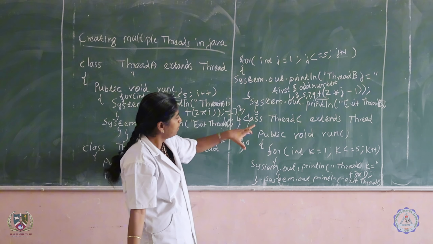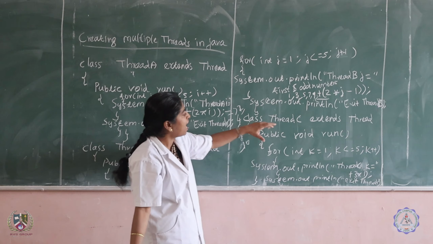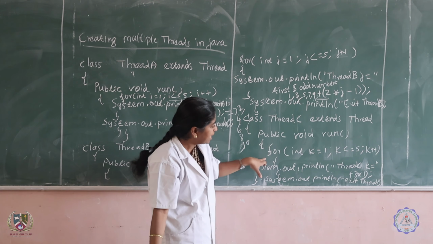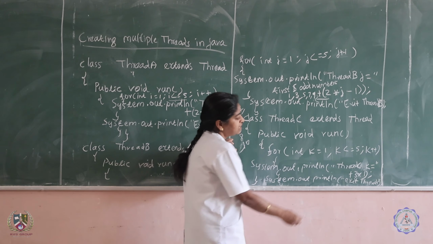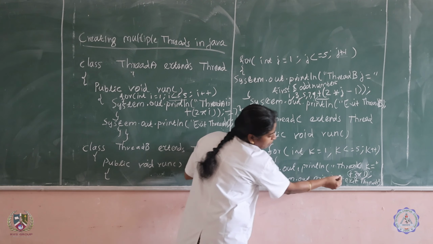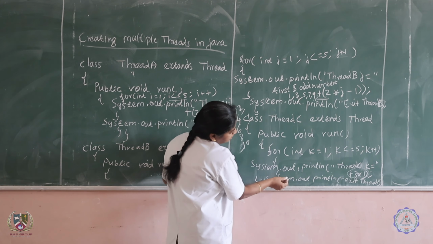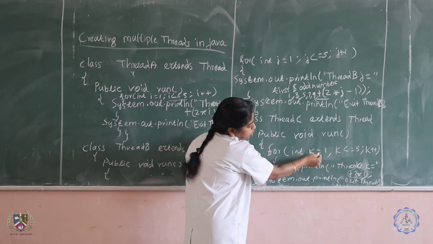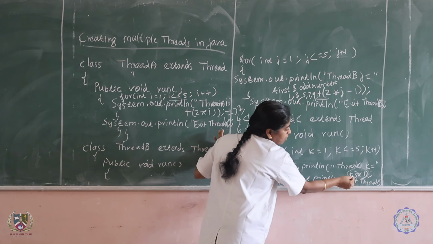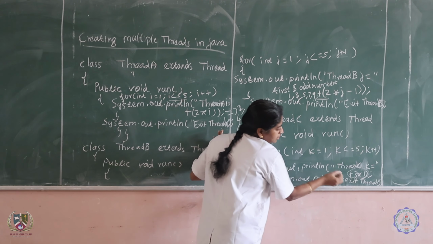Next, we are creating another thread, thread C. What are we printing in thread C? We are multiplying by 3. K is equal to 1, k is less than or equal to 5, k plus plus. First, the k value is 1.